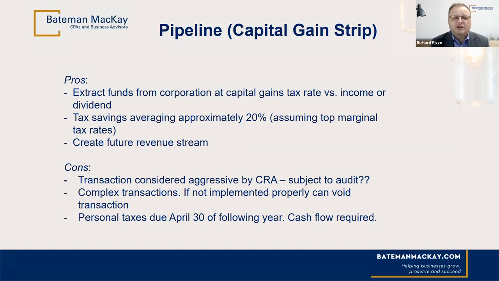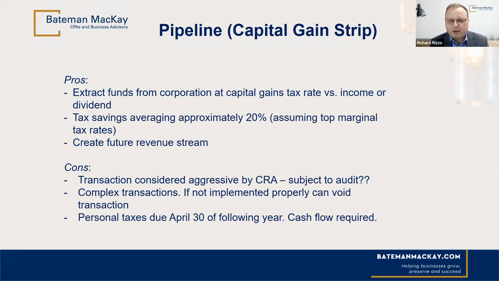The other downside of this transaction is, let's say you implement the transaction in 2022 for $1 million. That $1 million is going to create a $250,000 personal tax liability. The tax liability is created at the personal level, and it is due with your personal taxes, by April 30th of the following year. From a cash flow perspective, if we do it for $1 million and you tell me, I don't have $1 million, I only have $500,000 right now, we can still implement the transaction for $1 million. We need $250,000 to pay the taxes by April of the following year.